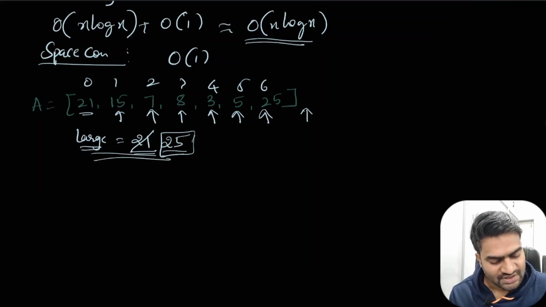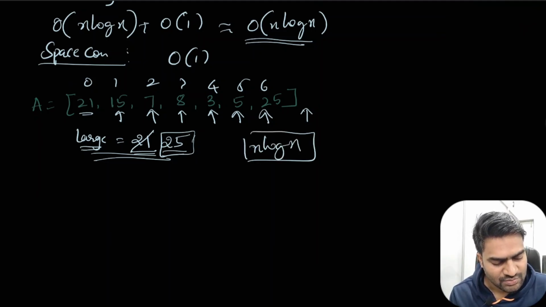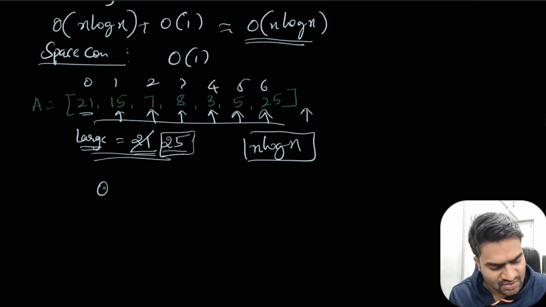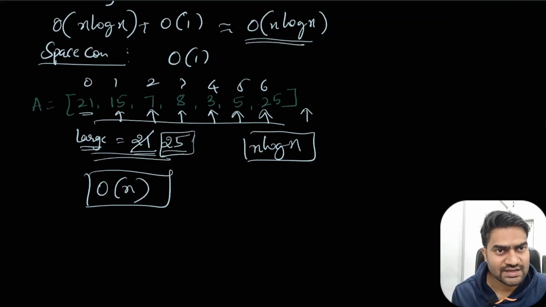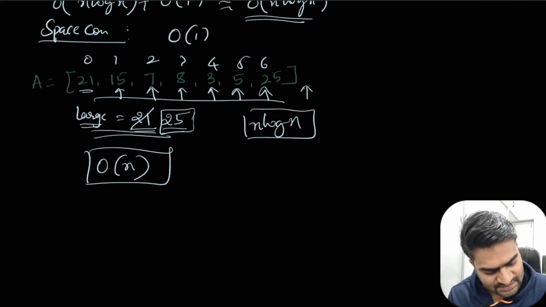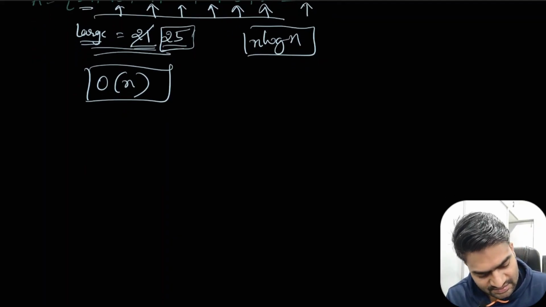Okay. So if you see the previous algorithm, it took n log n, but this one is of order n, because at most we will iterate through the entire array once. That's why it is of order n. Okay. Let's write this in pseudocode.